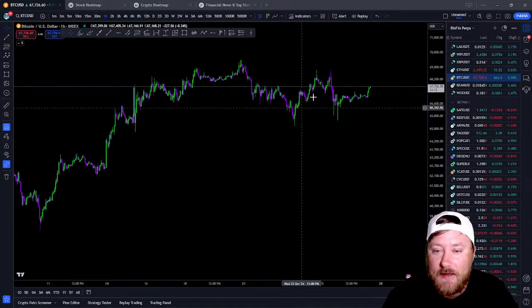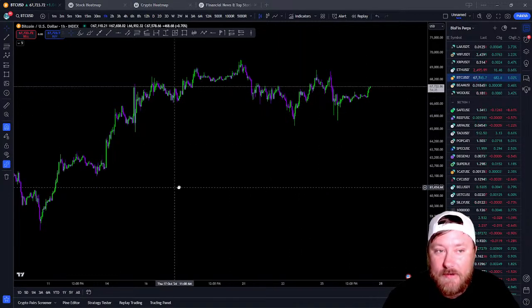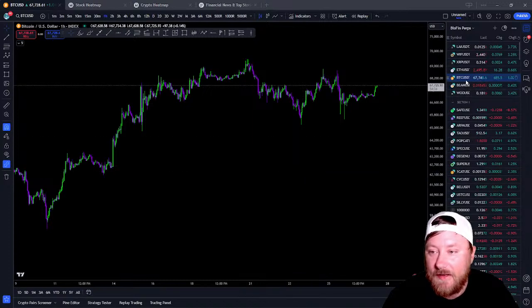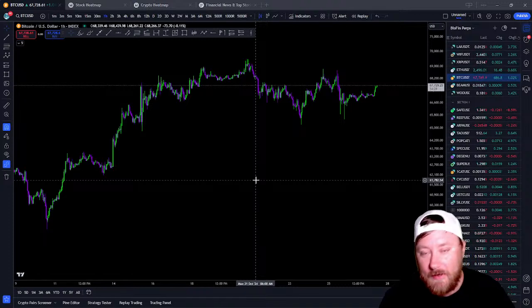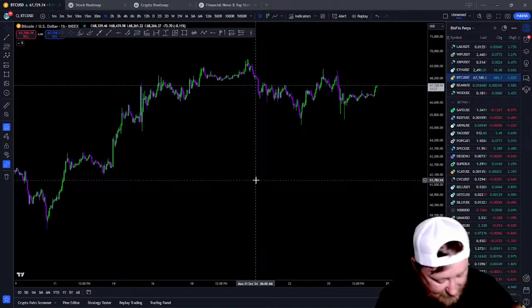So, getting a little bit of move on Bitcoin right now. Look at that. Now I am on the index chart. Let's keep it right here.